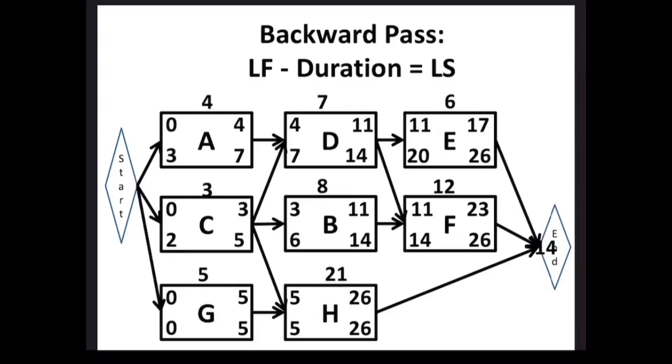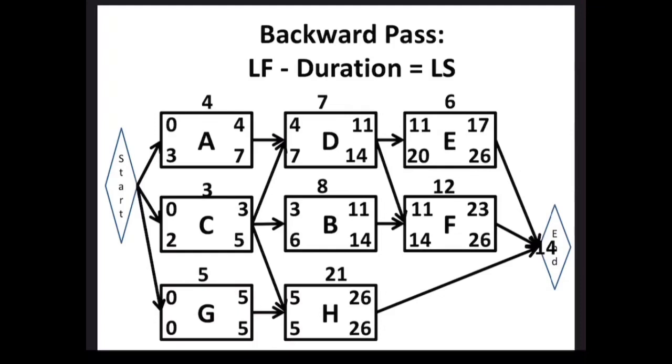Excellent. Let's look at activity A. Activity A is a predecessor to only one other activity, activity D. Therefore, it's not much calculation to do. We take the late start from D and put it as the late finish for A. Then the late finish of 7 minus the duration of 4 gives me 3. Difference between the top and the bottom, 3.